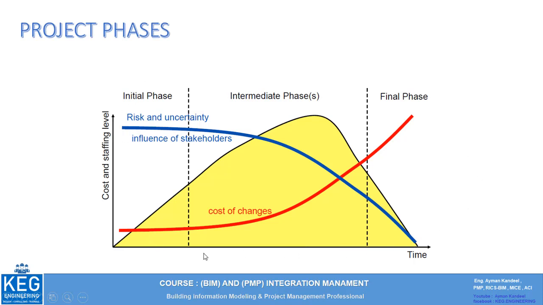By the same idea, this is how much effort we can spend in our project. So the maximum effort or the maximum gross cost is in the intermediate phase.